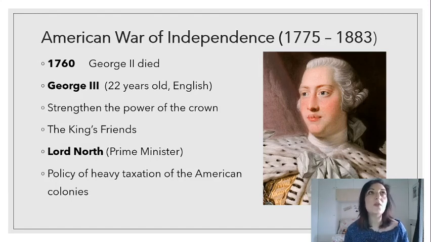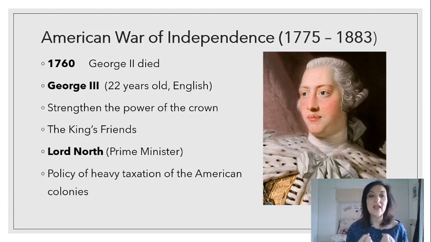When George III became king, he wanted to strengthen the power of the crown. What does it mean to strengthen? To make bigger, to make the power of the crown of the king stronger, okay? And he also created a kind of party that was called the King's Friends, gli amici del re, because he wanted to be surrounded by faithful people, by faithful politicians who could support him also in the parliament.